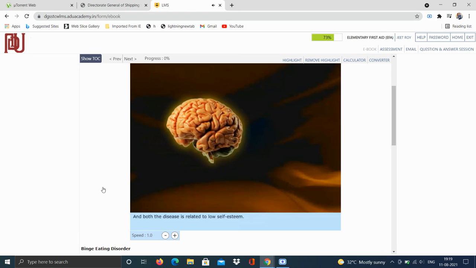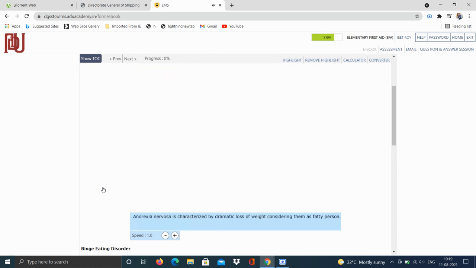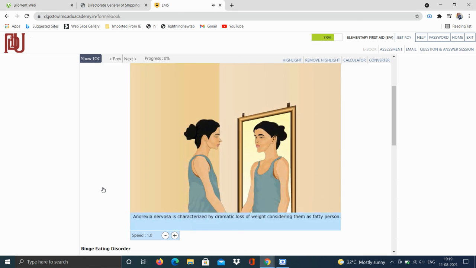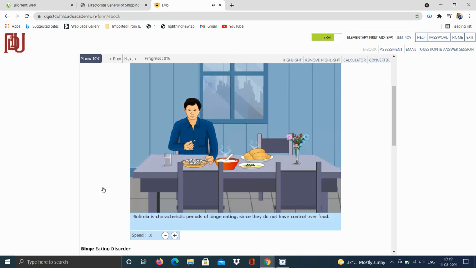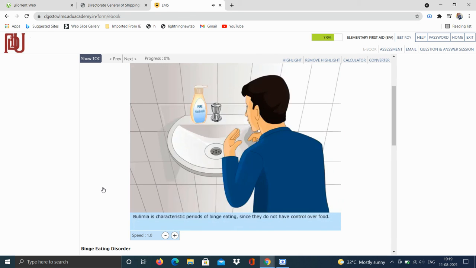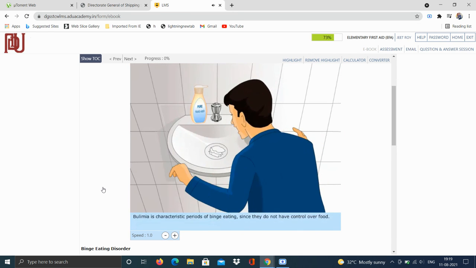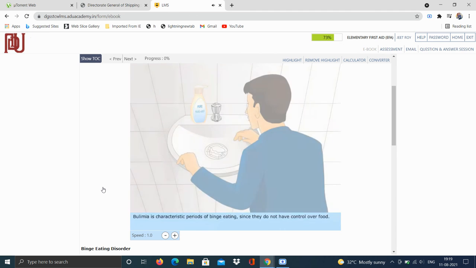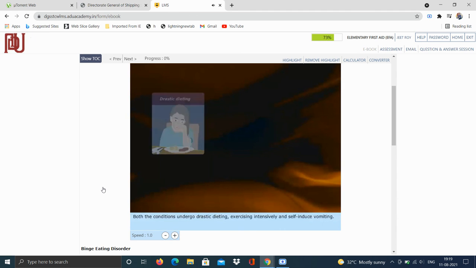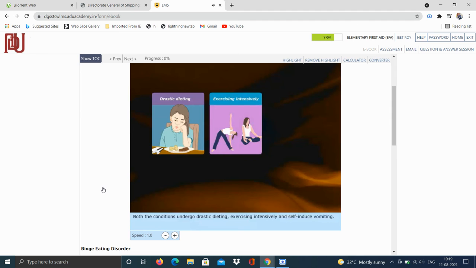Both diseases are related to low self-esteem. Anorexia nervosa is characterized by dramatic loss of weight, as they consider themselves a fatty person. Bulimia is characterized by periods of binge eating, since they do not have control over food. Both conditions involve drastic dieting, intensive exercising, and self-induced vomiting.